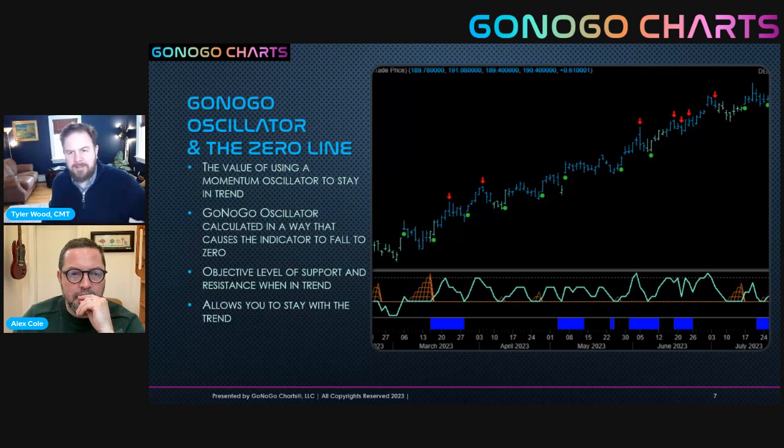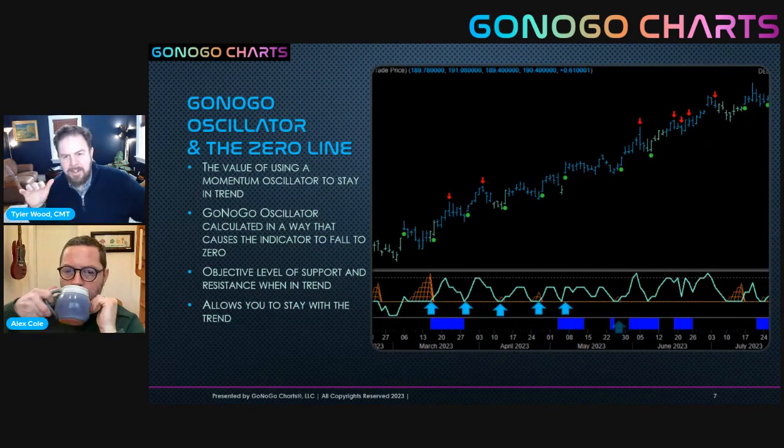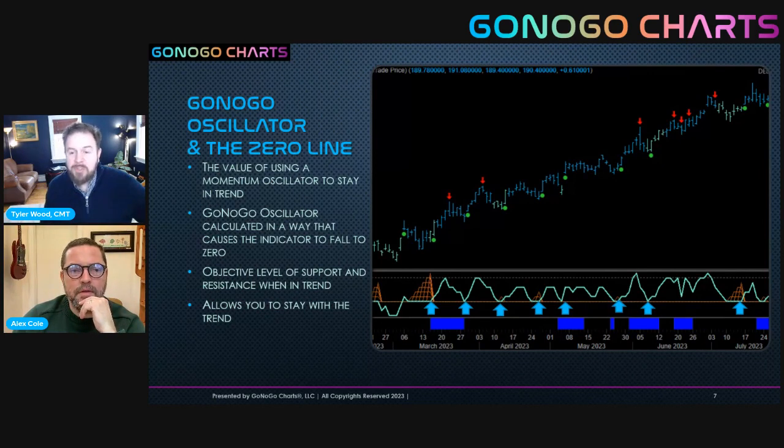So I'm going to extend Ralph's metaphor here for just a second. When we are in a trending security, and as Alex was saying, momentum will surge and then cool off, and surge and cool off. And every time the GoNoGo oscillator comes back to that neutral level, we have an objective zero line offering us support in a trending security. And where it finds support, that's where momentum is going to surge again in the underlying direction of the trend. I'll say that one more time. When momentum is surging in the direction of the underlying trend, that is the sweet spot for trend following investors.